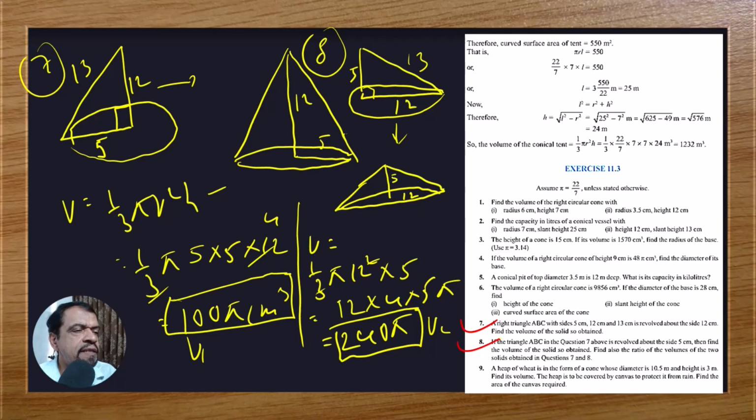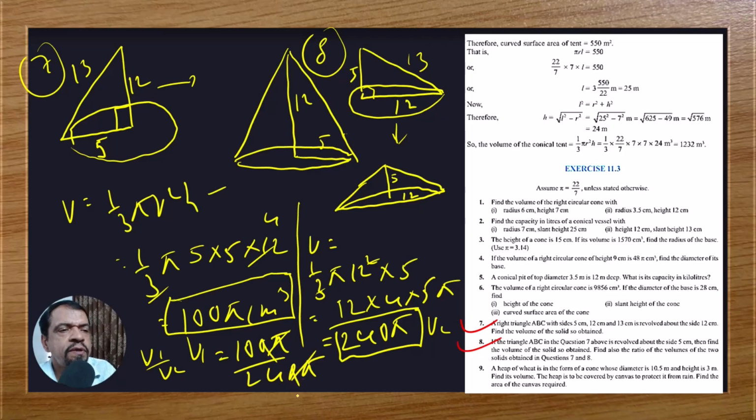Now in question 8, it is said to find the ratio in two different situations. So V1 upon V2 is equal to 100 pi upon 240 pi. Pi will cancel, 0 0 cancel. So finally it will be 5 upon 12. This is the ratio of the volume of cones in two different situations. So these two questions you explore yourself also, very important. A part of question 4 and question 6 are also important.